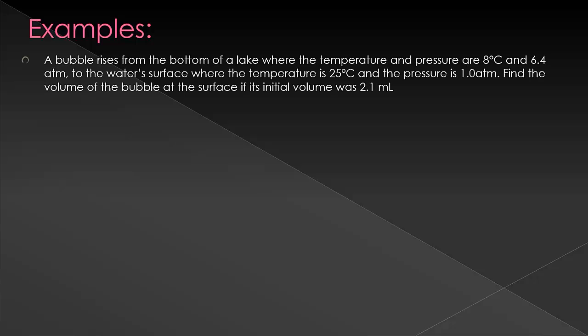One last example, this one also very similar to the first one. We have a bubble rising from the bottom of the lake with a certain temperature and pressure, rising to the surface with a new temperature and pressure. We want to find the volume of the bubble at the surface if we know that its initial volume was 2.1 mL. We can again list everything out.